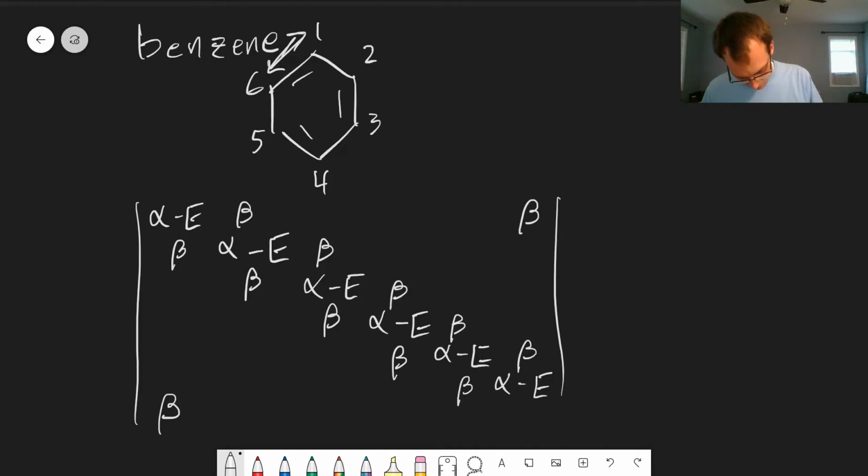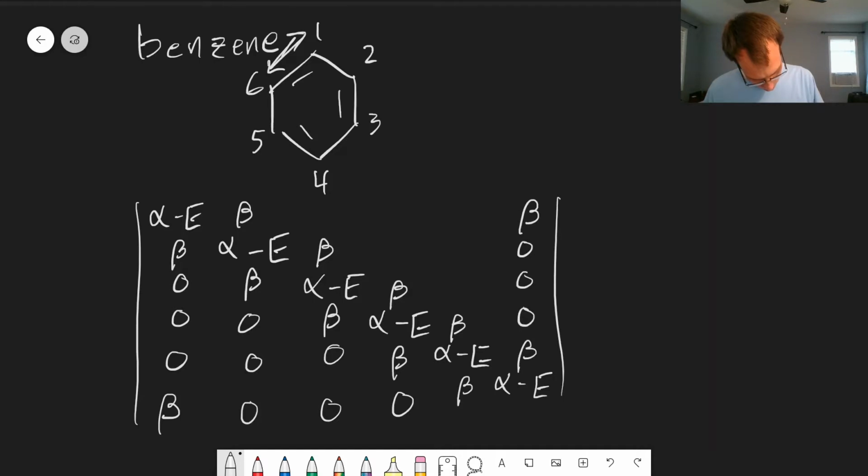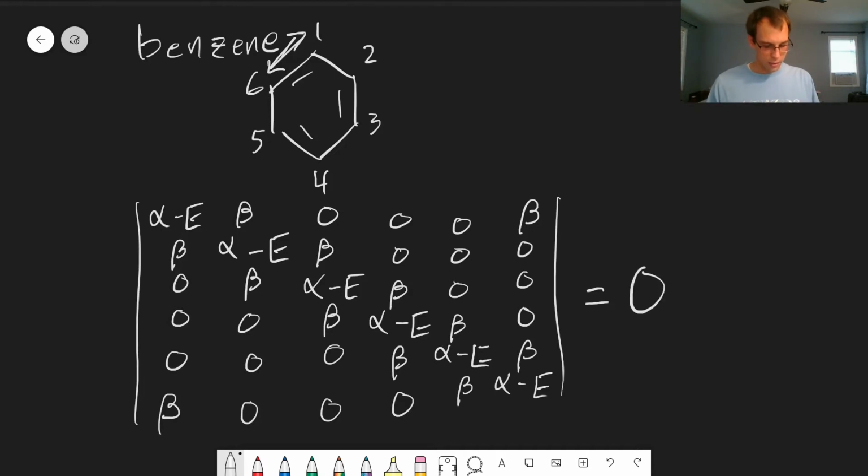Everything else is 0. So we have zeros everywhere else in the determinant. And this is our determinant that equals 0. Now again, we can factor out our betas and turn things into x's and do it again. We'll just look at the results.